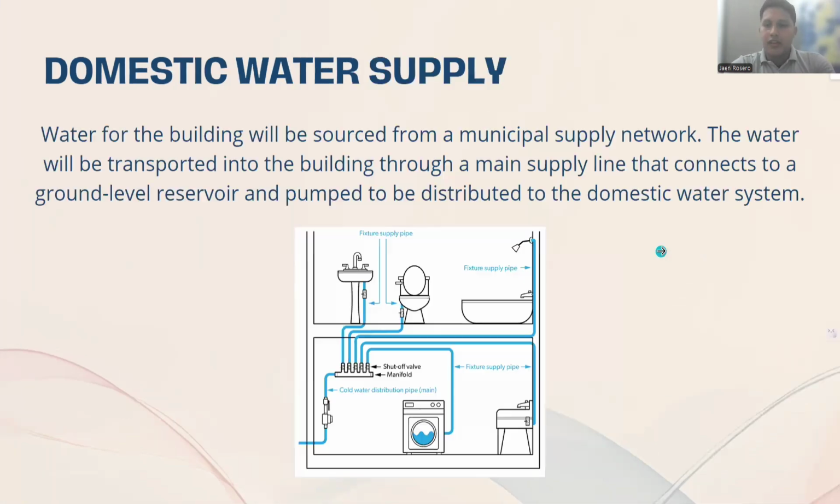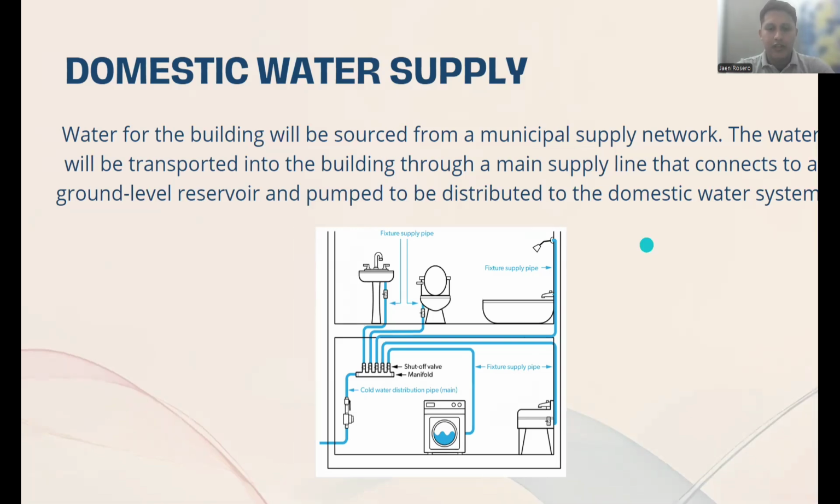The next slide is the domestic water supply. The water for the building will be supplied from a municipal supply network. The water will be transported to the building through the main supply line connected to a ground level reservoir, to put it to the distribution of the domestic water system. This is the description of the different points for connecting the distribution water system.